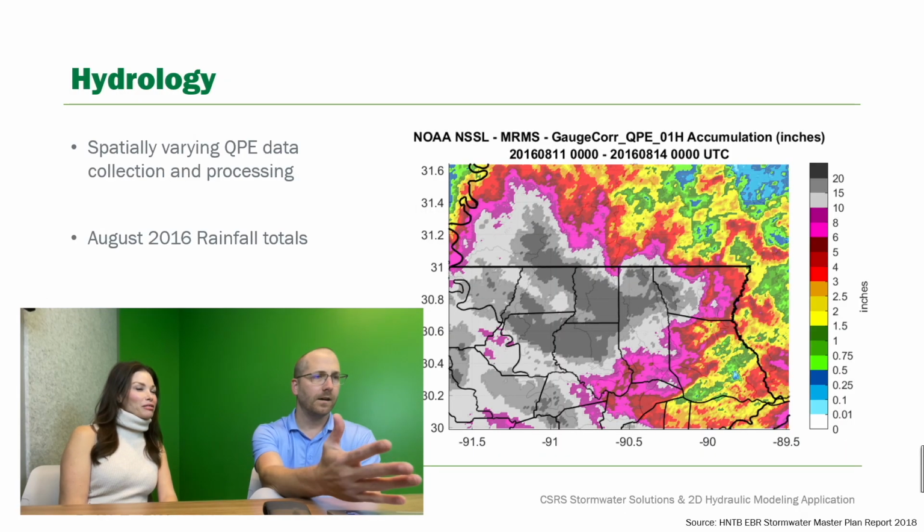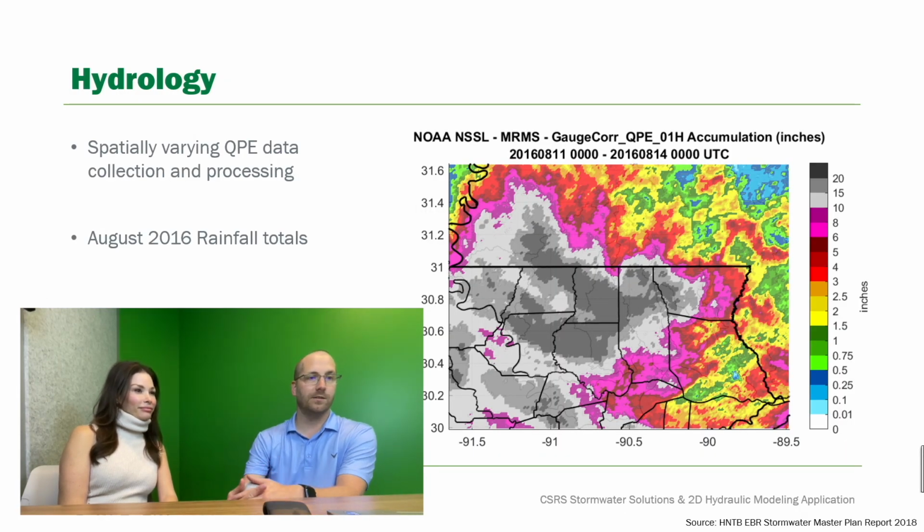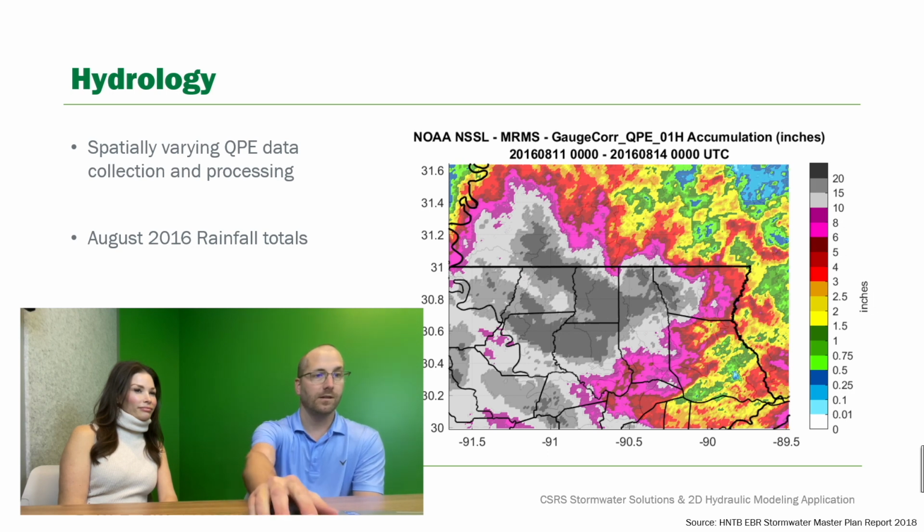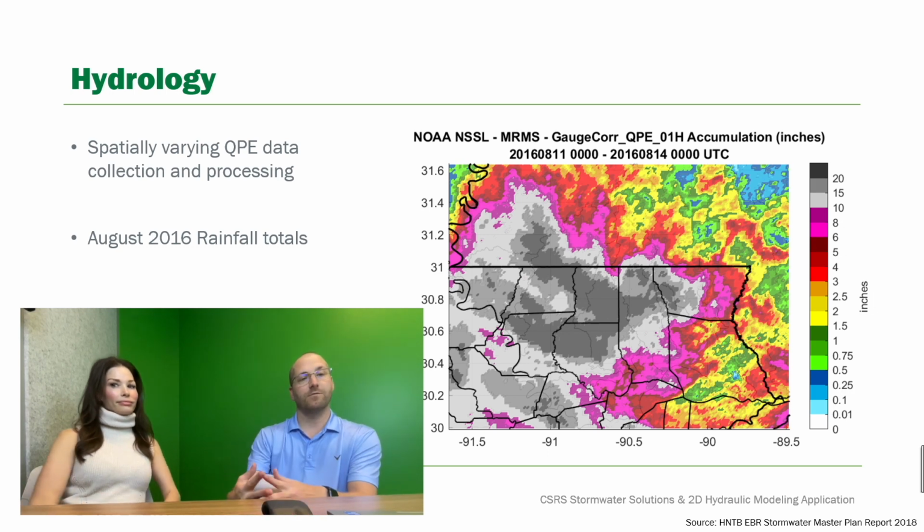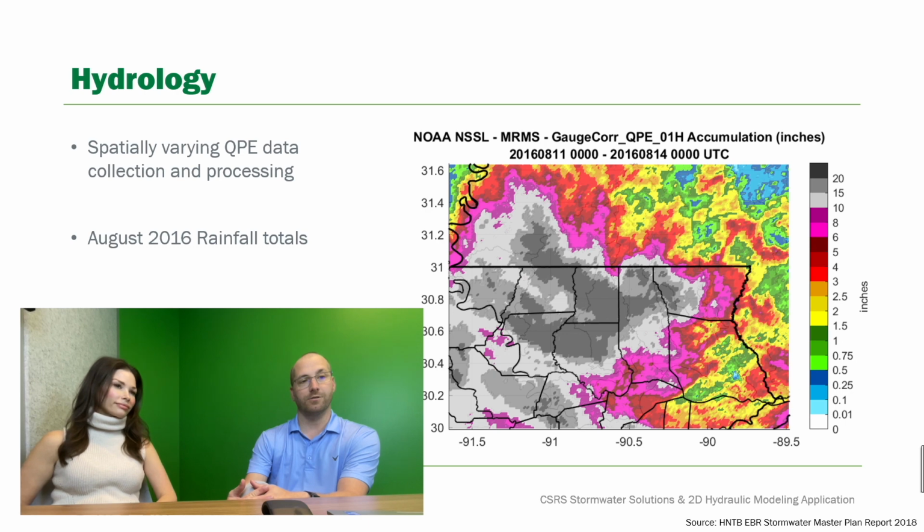Okay, so here's an example of just hydrology. So understanding how much rain fell where. This is showing the total rainfall depth values that occurred during the August 2016 storm in southeast Louisiana. And we're seeing depths greater than 20 inches. I believe the largest depth in the 2016 flood was about 34 inches in Denham Springs.